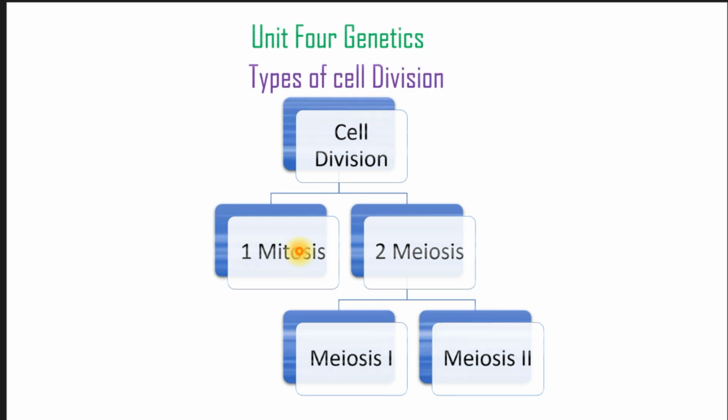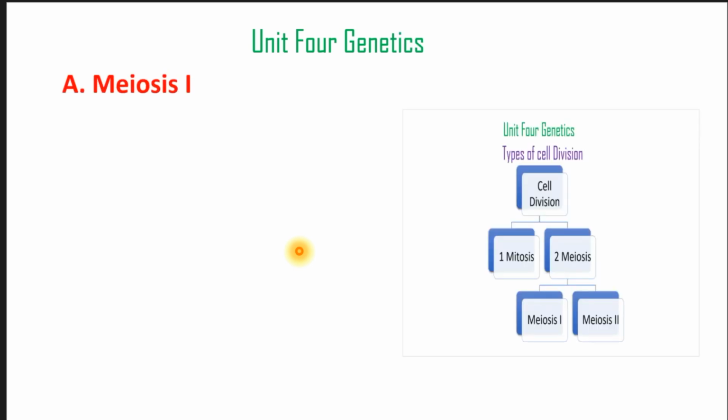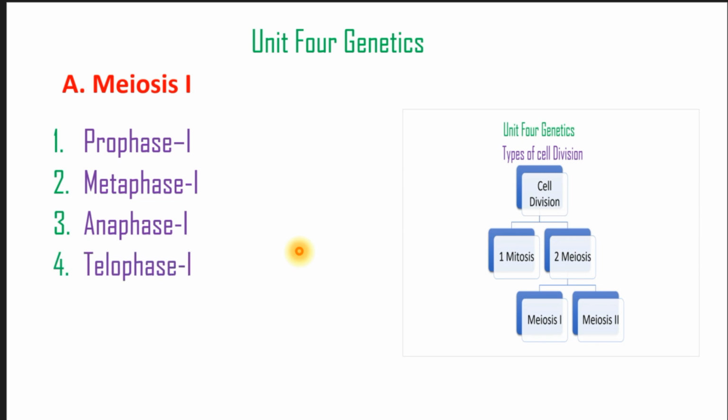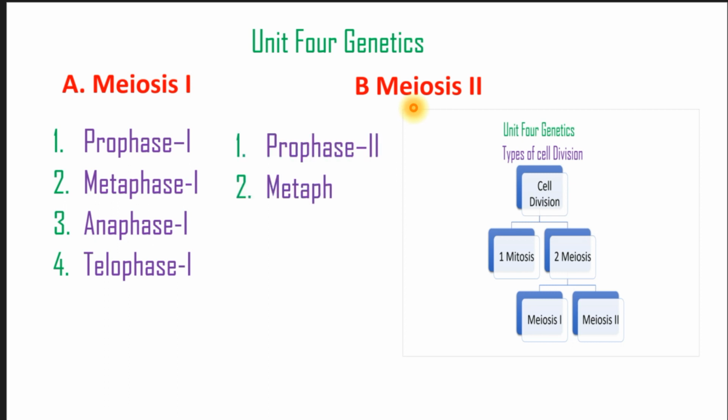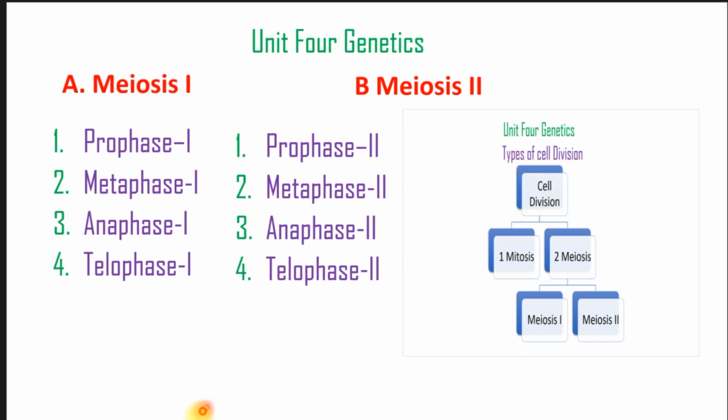Meiosis cell division happens on the sex cells, or on the germ cells, or in the gametes. So you have to record this point. Meiosis itself has subdivisions, meiosis first and meiosis second. From this diagram you can understand that cell division is divided into two, mitosis and meiosis. Meiosis is also divided into two, known as meiosis first and meiosis second.